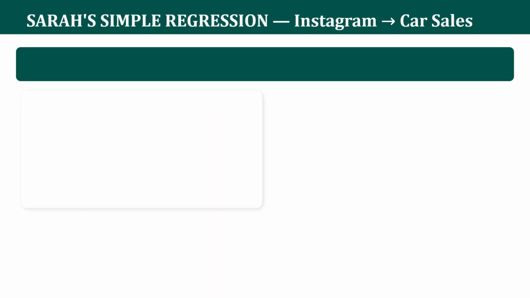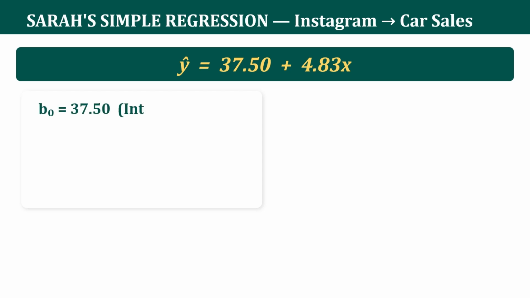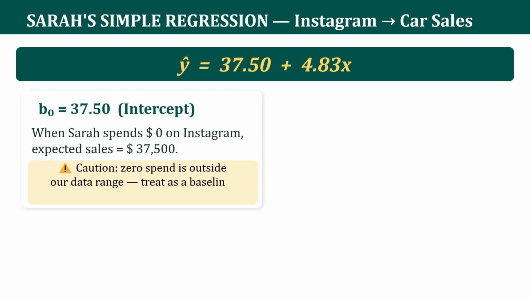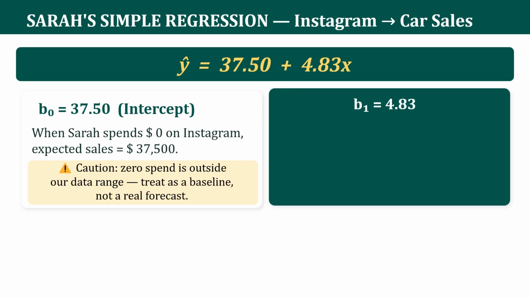Here's what Excel gave us. Y hat equals 37.5 plus 4.83x. B0 is 37.5, the intercept. When Sarah spends $0 on Instagram, expected sales are $37,500. One quick caution: zero spend is outside our data range, so treat this as a baseline, not a real forecast.